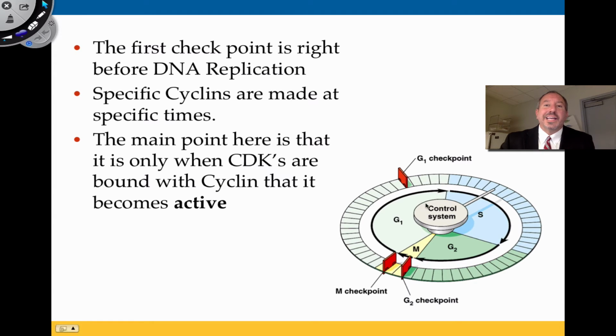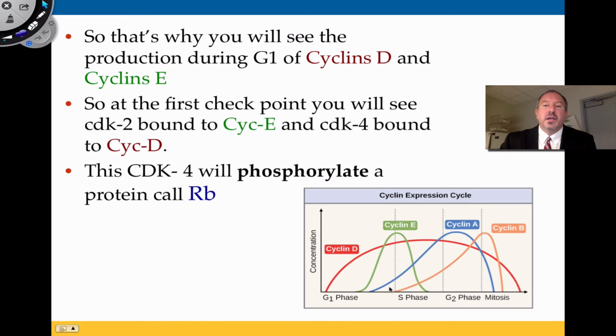So there's certain cyclins, and thus they cycle. Certain cyclins are made at different times in the cell cycle. And the main point here is that only when the CDKs are bound to the cyclin do they become active. And so as you can see in this diagram down below here, cyclin D is produced early on in G1 and cyclin E as well, and then the initiation of cyclin A starts to happen here.